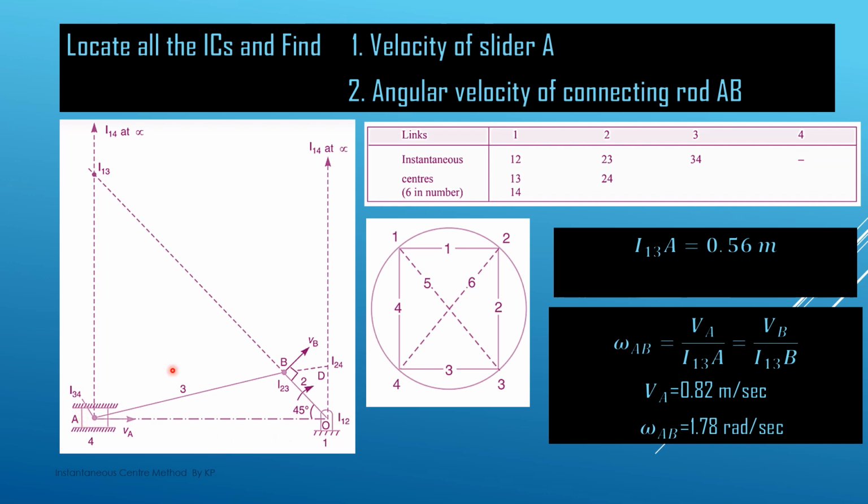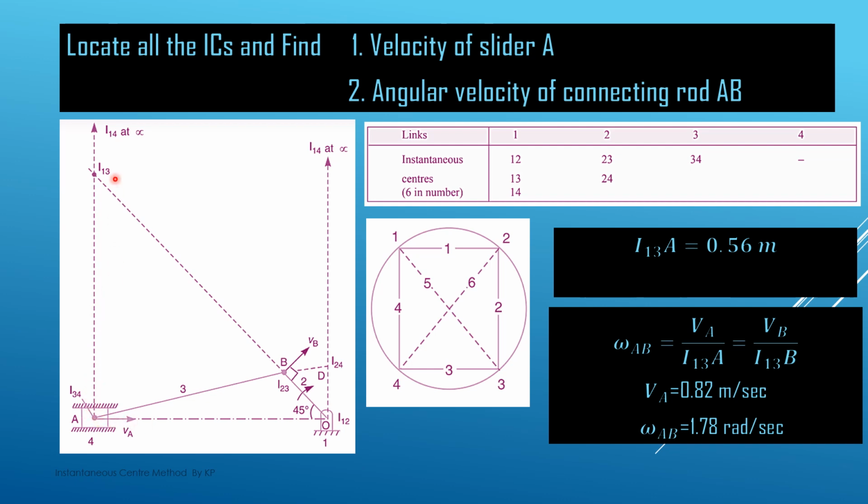And this diagram, this first one, you have to draw graphically. First of all you have to draw this basic mechanism with all the numbering on the links, and then with the help of the drawing instruments, using pencil and scales, you have to draw these lines graphically, and then you can measure them. So you have to measure I13 and A.